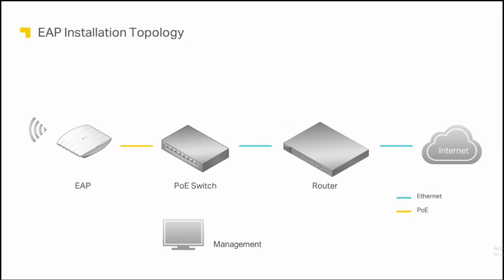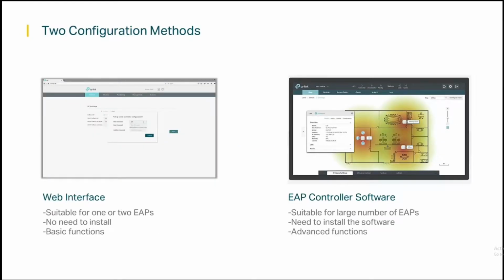The EAP receives data and power from a PoE switch connected to your network, via web interface or via EAP controller software. If you only have one or two EAPs, then the web interface should be suitable. The web interface only lets you configure and manage one EAP at a time. If you have a larger number of EAPs, however, then we recommend using the EAP controller software, since you can configure and manage multiple EAPs at the same time quickly and easily.